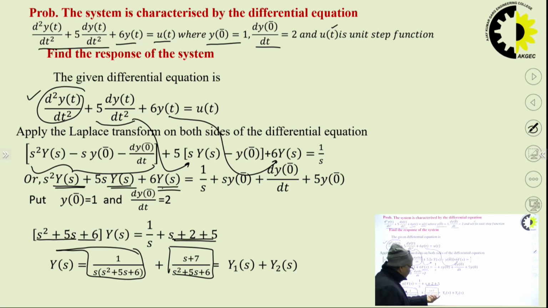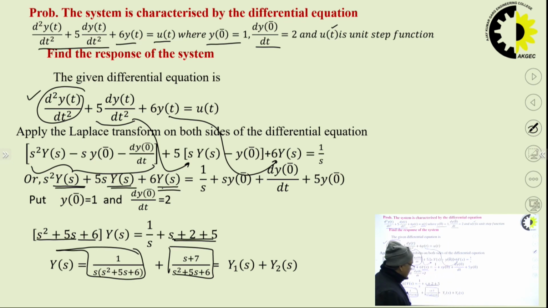If we take the inverse Laplace transform of Y1(s), we get y1(t), and this y1(t) is the response due to input. It is known as the forced response. If we take Y2(s) and take the inverse Laplace, it will be y2(t), and this y2(t) is the response due to initial conditions. So this is known as the free response. The forced response and the free response together are known as the total response of the circuit.